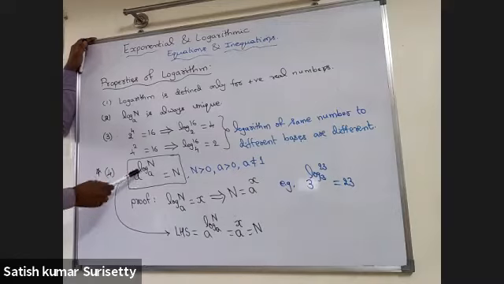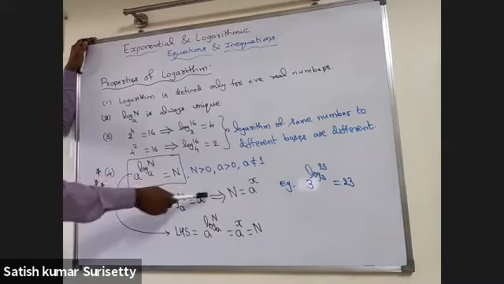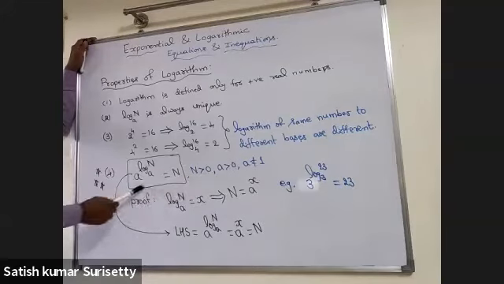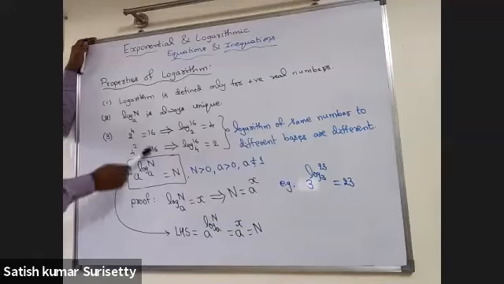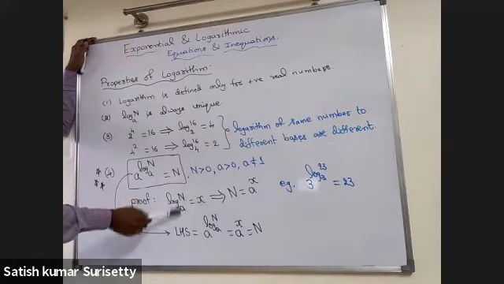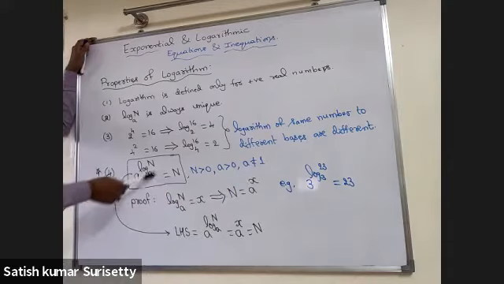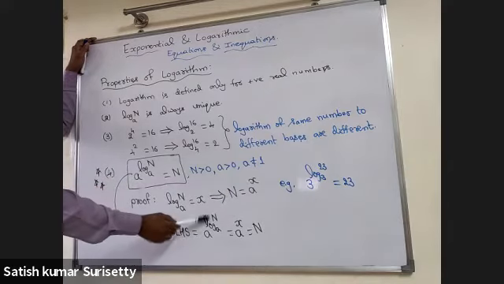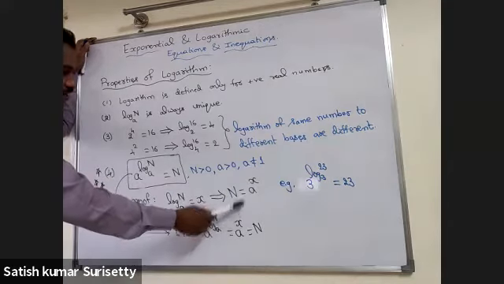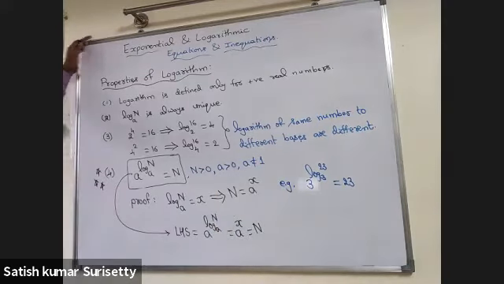Next, a to the power of log n base a equals n, where n is greater than 0 and a is greater than 0 and a not equal to 1. This is a very important property, and you can prove this as follows. Let us assume that log n base a equals x, then n equals a to the power of x. Now substitute in the left hand side. A to the power of log n base a is the same as a to the power of x, which is equal to n. So an example is 3 to the power of log 23 base 3 equals 23.